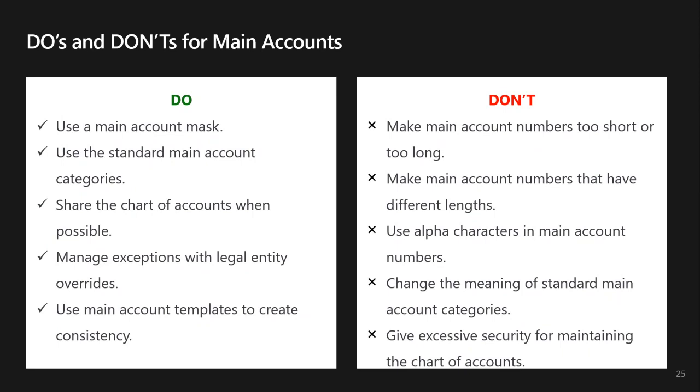Now for the don'ts. Don't make main account numbers too short or too long. Don't make main account numbers that are different lengths. Don't use alphabetic characters in main account numbers. Don't change the meaning of the standard main account categories. And don't give excessive security for maintaining the chart of accounts.